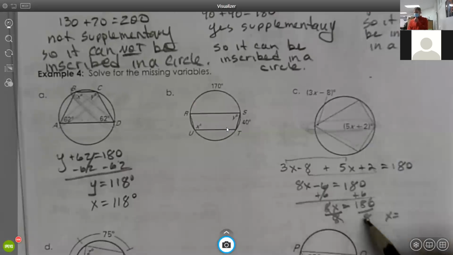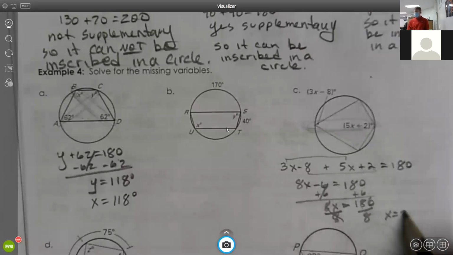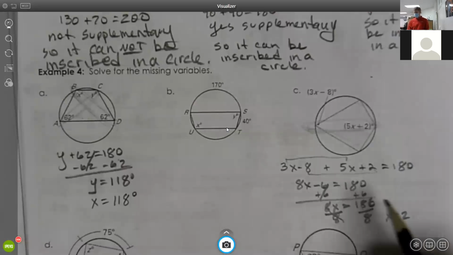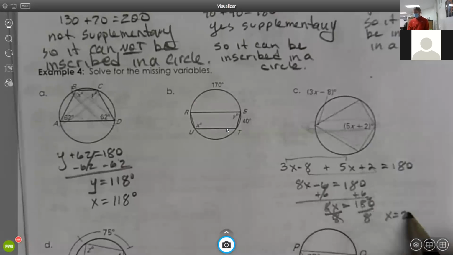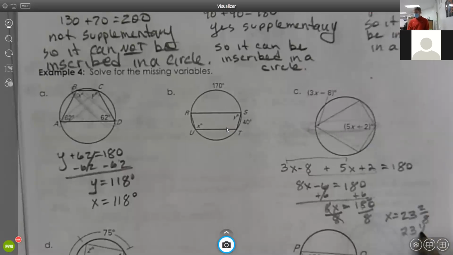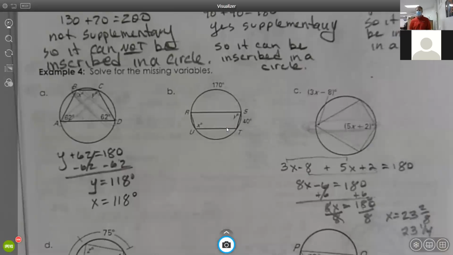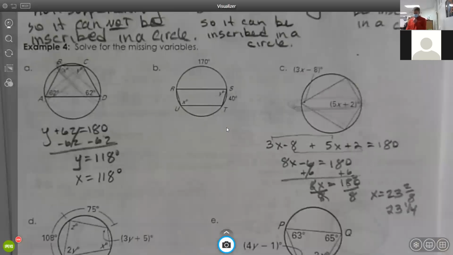I know that 8 goes into 18 2 times, which is 16, leaves me 2 left over. 8 goes into 26 3 times, which is 24, so there'd be 2 left over. So you could call that 23 1/4, 23.25. That would be the value of x.